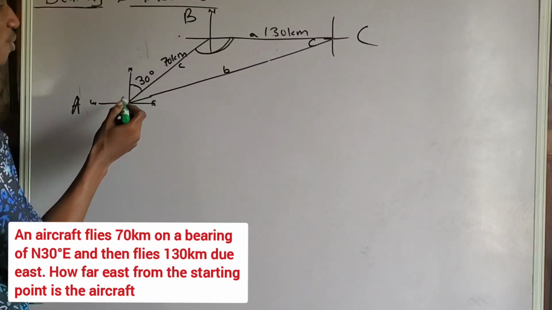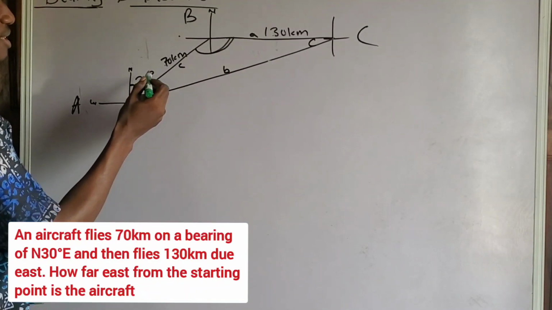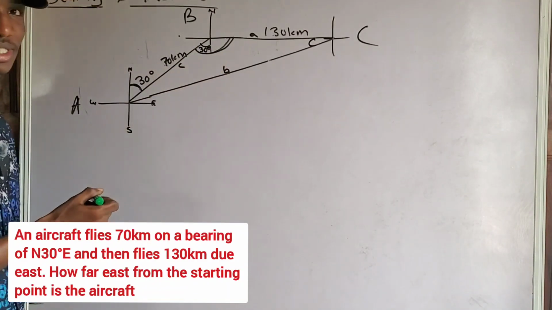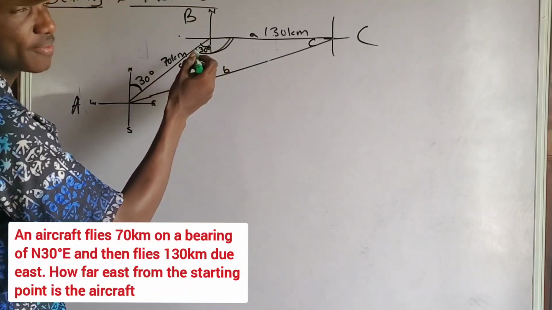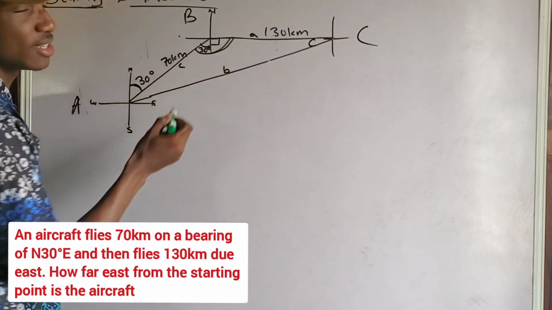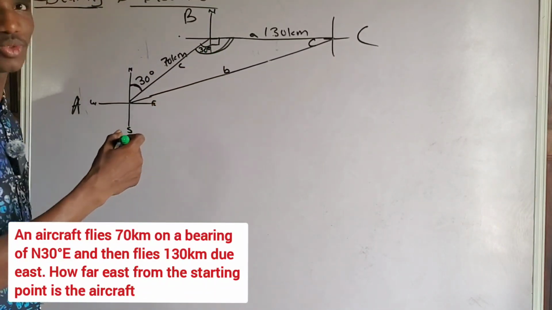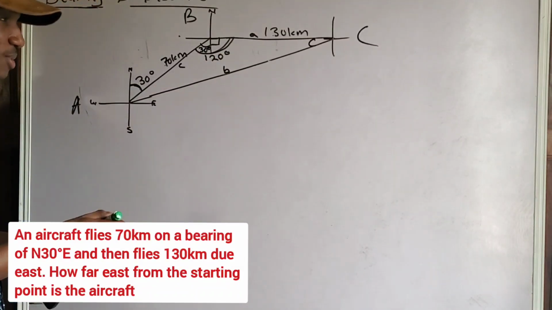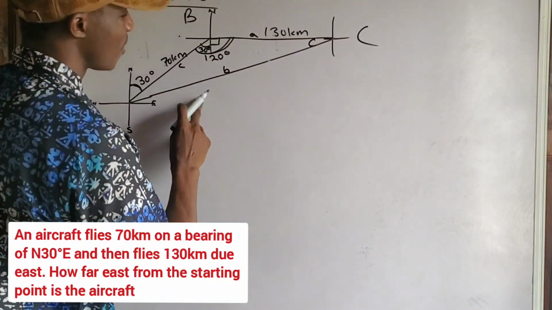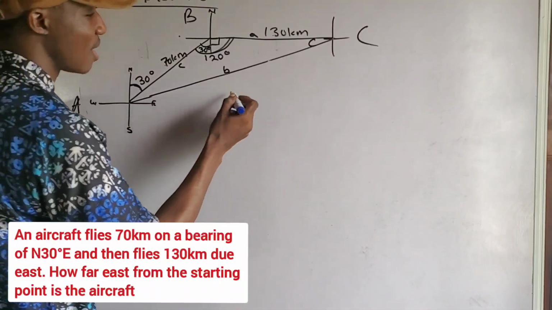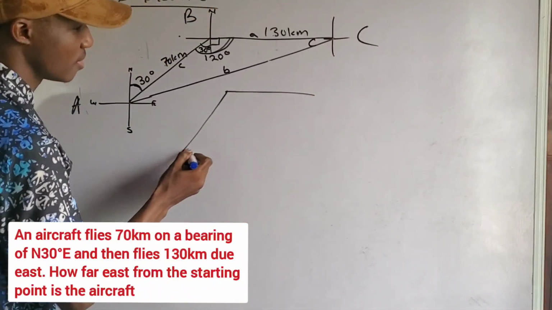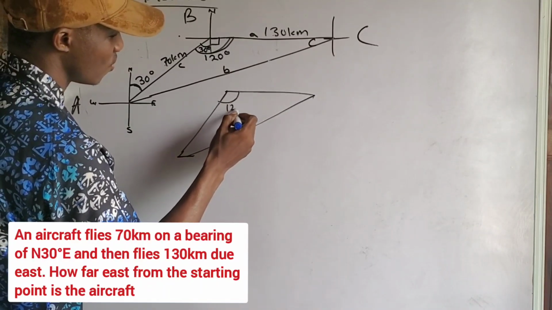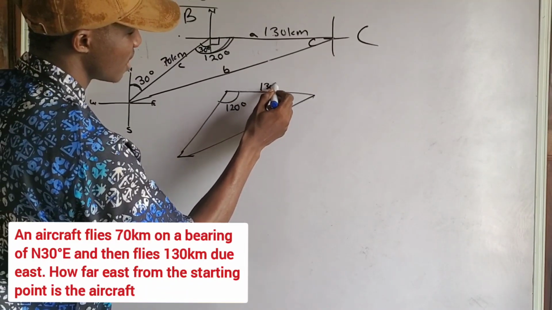To get this angle, we know that this angle is 30 degrees. This angle that you see here is alternate to this angle. This will also be what? 30 degrees. Do you understand? And because, listen, this angle that you see here is 90. So 90 plus 30 is what? 120. So the angle here is 120 degrees. So let's proceed. With respect to the diagram that we have on the board, we can bring out this diagram. Right? So this is 120 degrees, 130 kilometers.